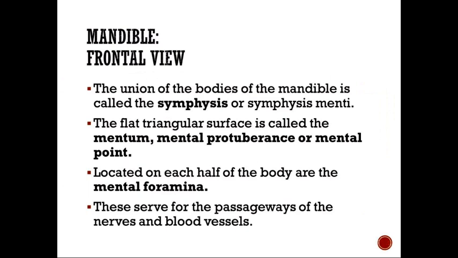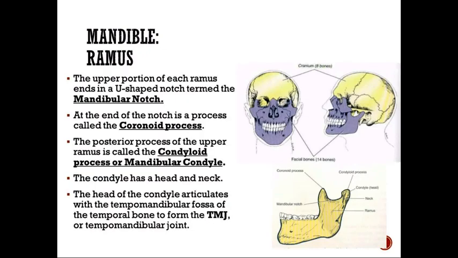From a frontal perspective, the union of the bodies of the mandible is called the symphysis or symphysis menti, and the flat triangular surface is called the mentum, the mental protuberance, or the mental point, and we'll refer to that portion often. Located on each half of the body are the mental foramina that serve as the passageway for nerves and blood vessels. Here we have the ramus.